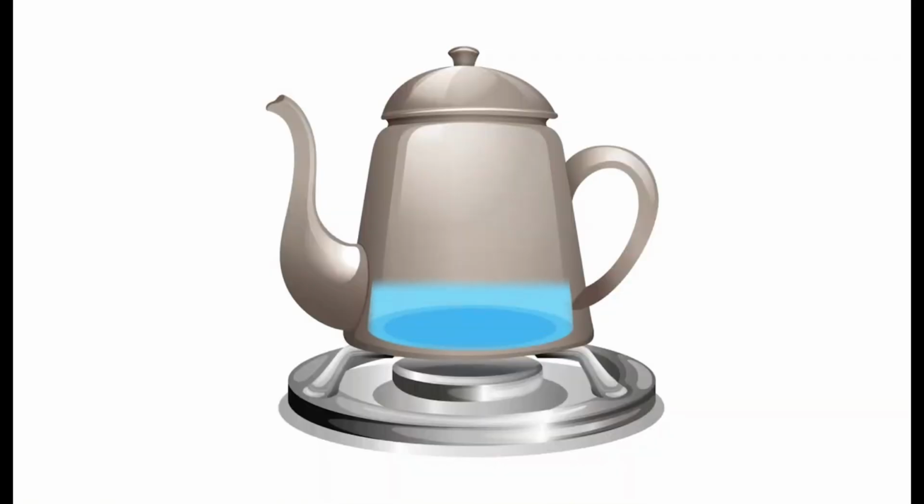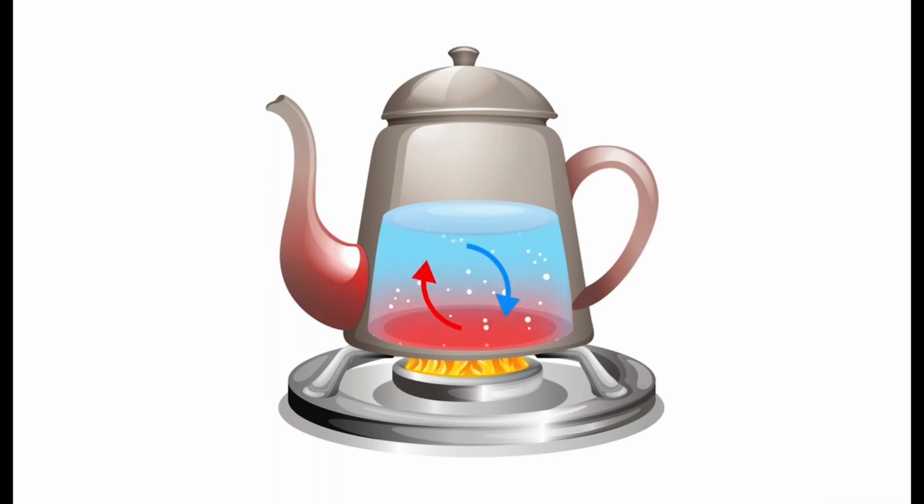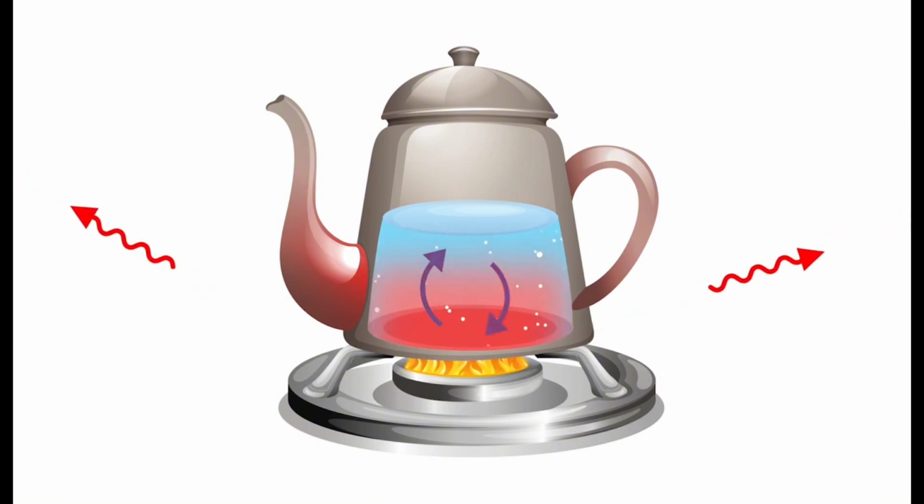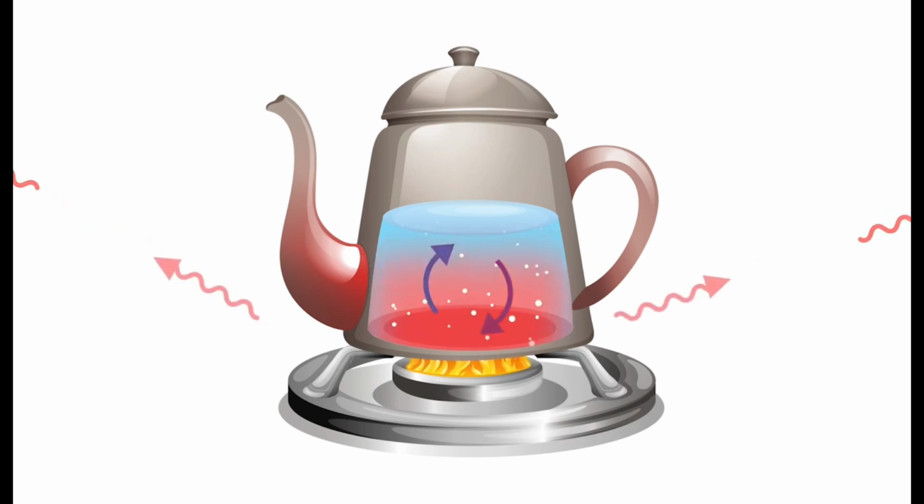We can observe conduction, convection, and radiation when water in a kettle is heated. Thermal energy moves through the metal to the water by conduction. Thermal energy moves around the water through convection. And finally, the heat leaves the kettle and is transferred to its surroundings by radiation. I hope you had fun learning about heat.